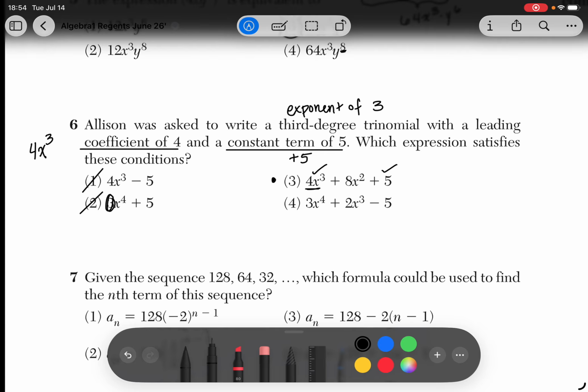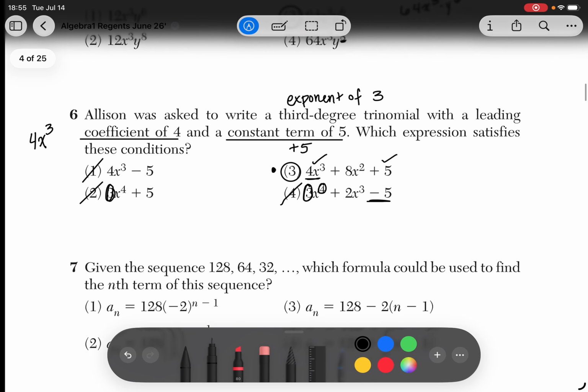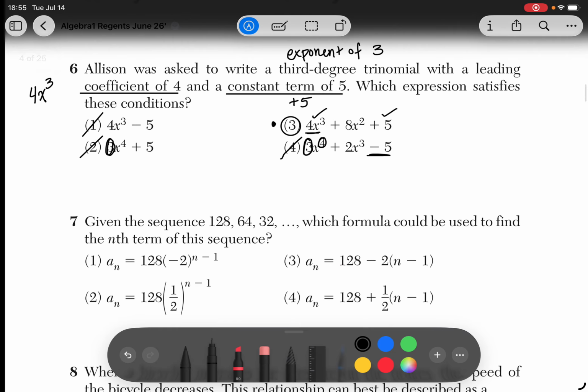We have 3x to the power of 4. 3 is not supposed to be a leading coefficient, and 4 is not our leading degree, which means that answer choice 4 cannot be correct. Also, our constant term is negative instead of positive, so we will be left with answer choice 3. And it's written in standard form.